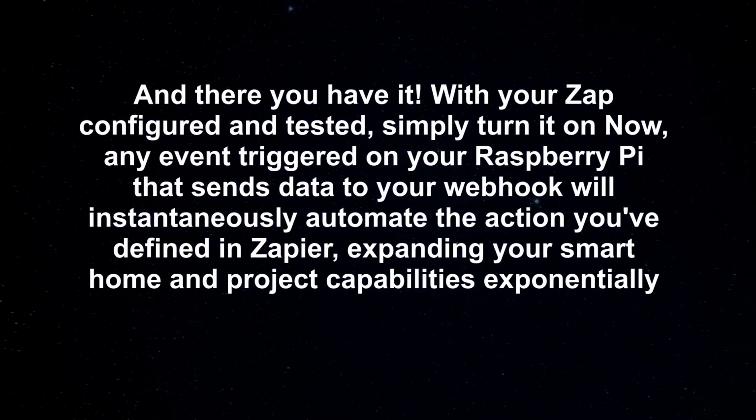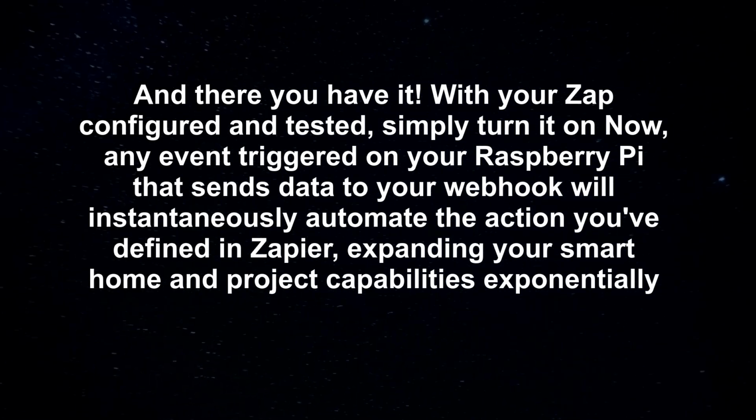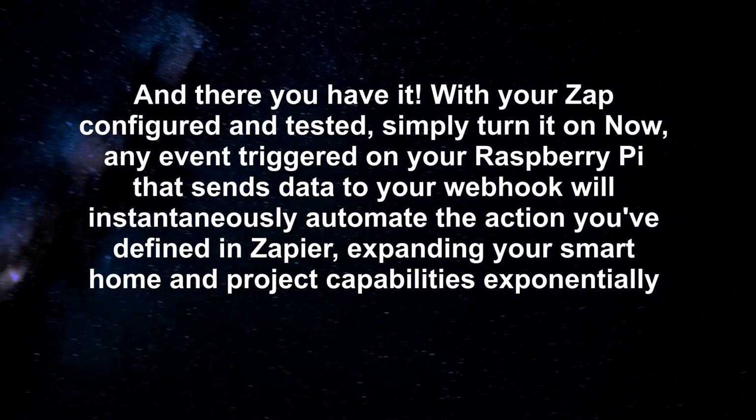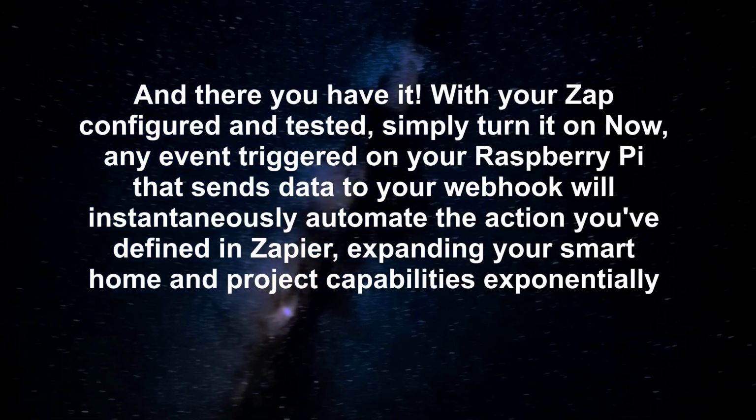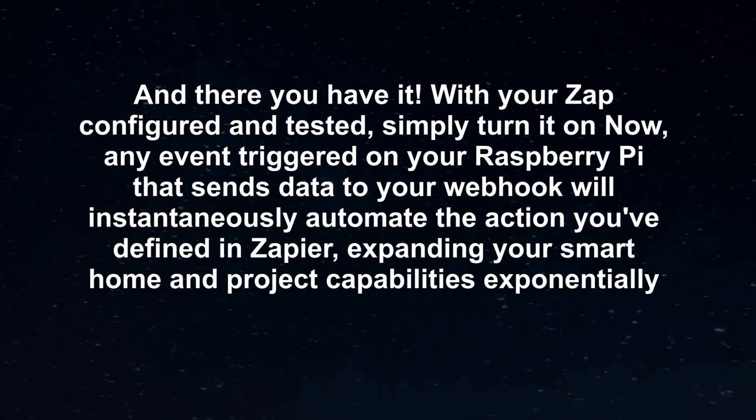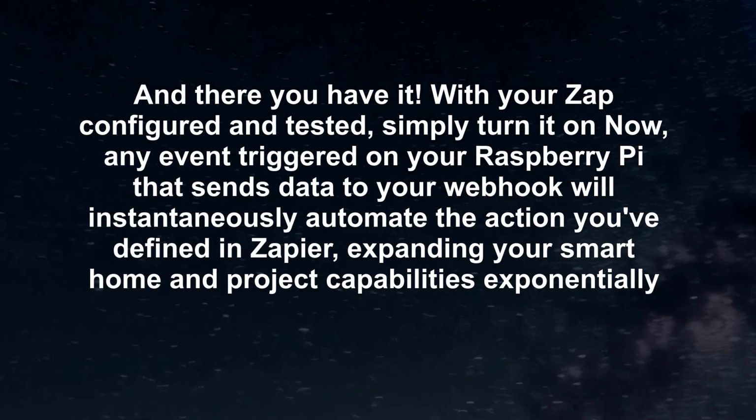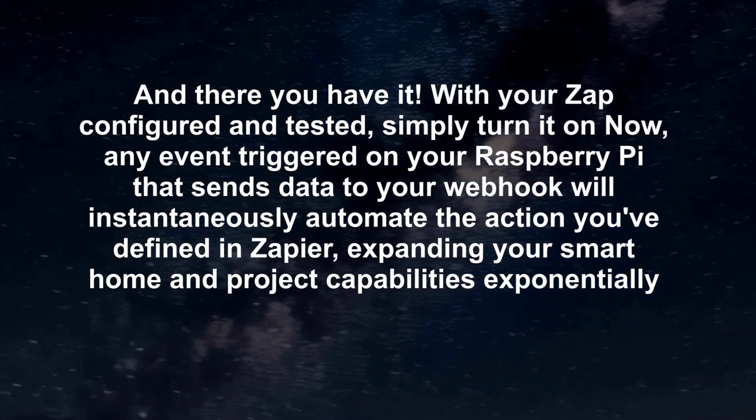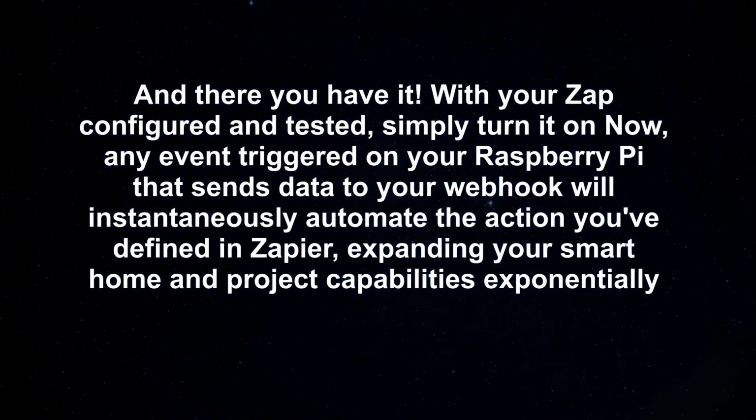And there you have it. With your Zap configured and tested, simply turn it on now. Any event triggered on your Raspberry Pi that sends data to your webhook will instantaneously automate the action you've defined in Zapier, expanding your smart home and project capabilities exponentially.